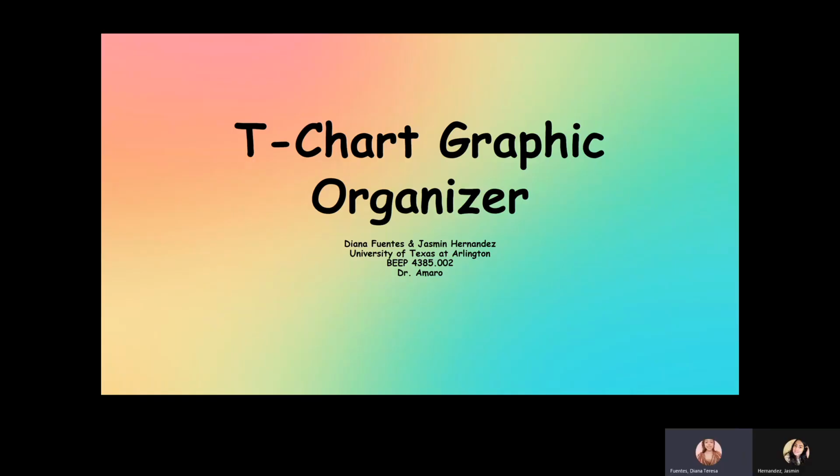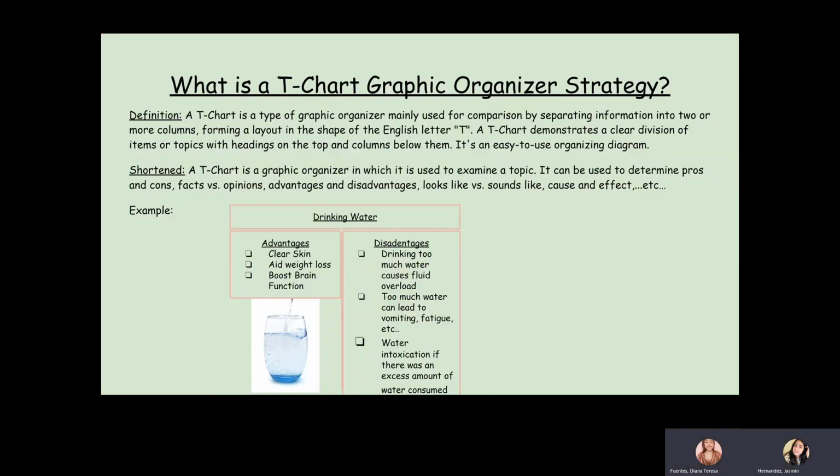Hello, future teachers. For today's strategy, we're going to be learning about the T-chart graphic organizer by Diana and Jasmin Hernandez. And what is a T-chart graphic organizer strategy?